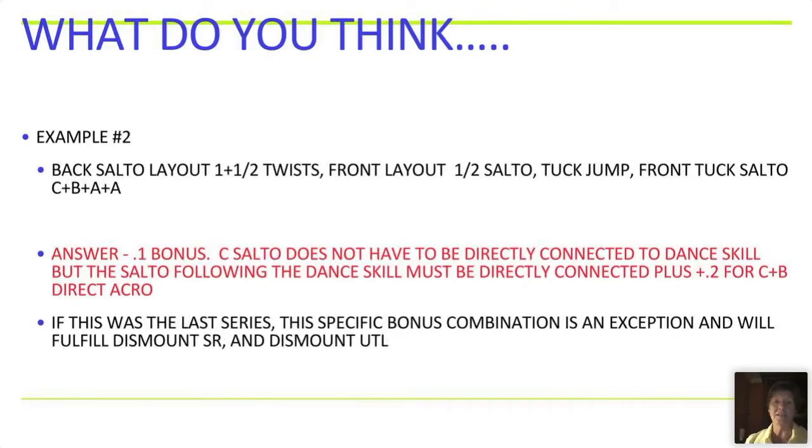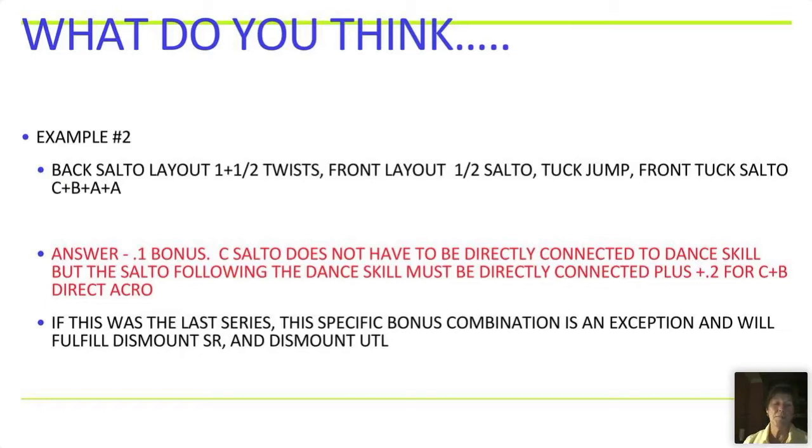Here's the next example. Back salto layout 1.5, C, front layout half, to a tuck jump, to a front tuck salto: C, B, A, A. And yes, there is a 10th bonus given for this one. I put this because I wanted you to see that the C did not have to be directly connected to the dance skill, but it does have to be directly connected to the other acro.